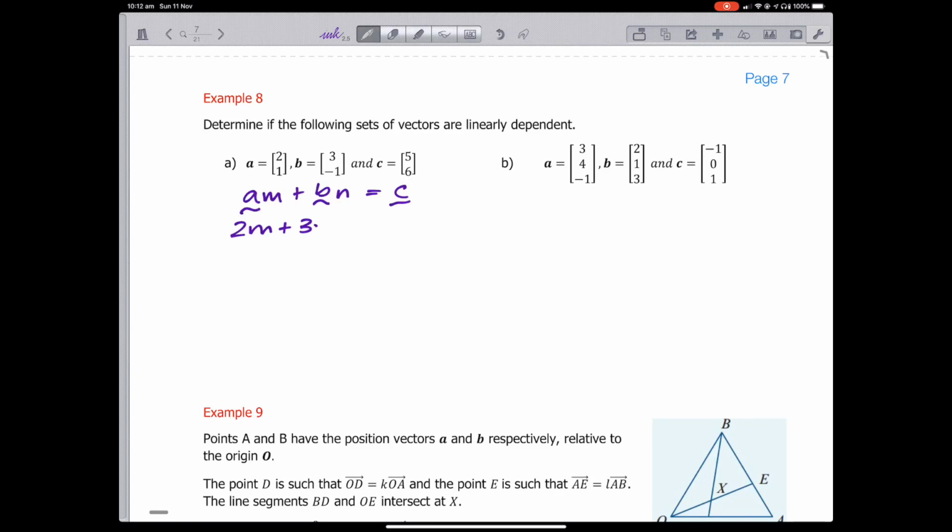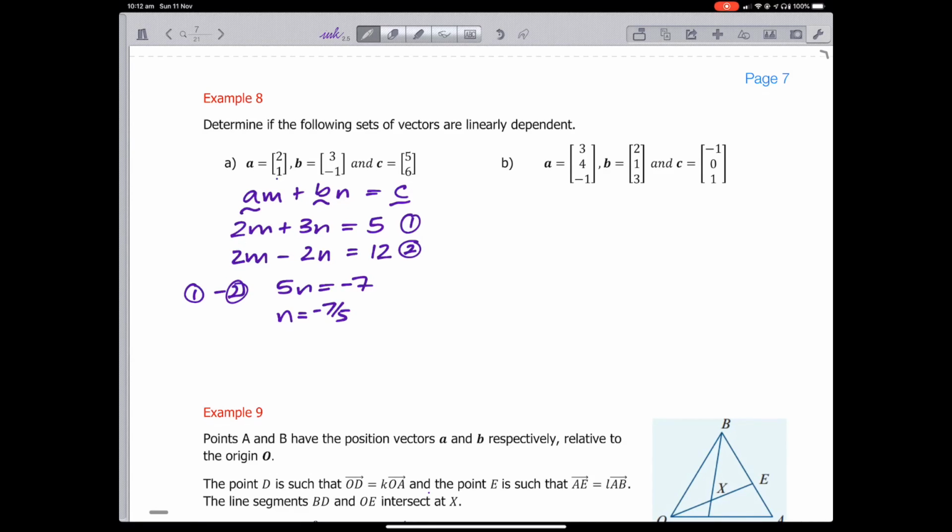2m plus 3n is equal to 5. The second one, I'm going to double everything just to make it easier to subtract. 2m minus 2n is equal to 12. Equation 1, equation 2. Now, if we do 1 take away 2, I'm going to get 5n is equal to negative 7. So n is equal to negative 7 on 5.